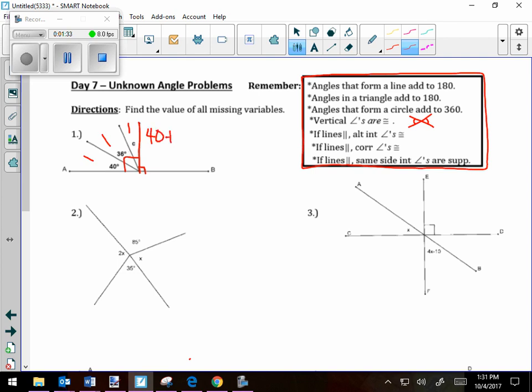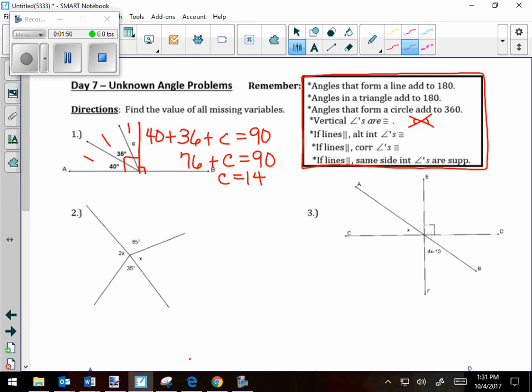So 40 plus 36 plus C is going to equal 90 degrees. So that's going to be 76 plus C equals 90 degrees, or C is just 14. You'll notice that I did explain where the equation came from. I'm not spending time talking about how to do that algebra. That should be something that you're very comfortable with at this point in time.